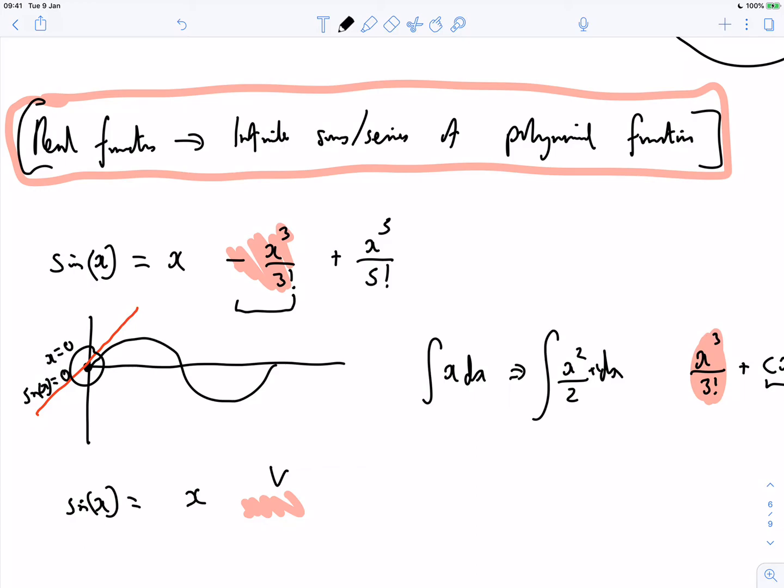Why? Let's differentiate it once. That becomes 5x to the 4 over 5 factorial. So the 5 and the 5 factorial becomes a 4 factorial. I differentiate it again. The 4 comes down, so it's 4x cubed over 4 factorial. The 4 and the 4 factorial cancel. I've now got x cubed over 3 factorial. And then after differentiating it twice, that will equal minus sine of x, so I want that to be negative. So that works.